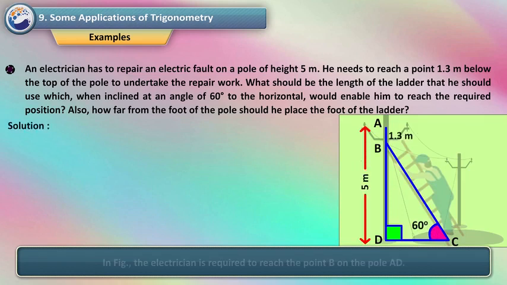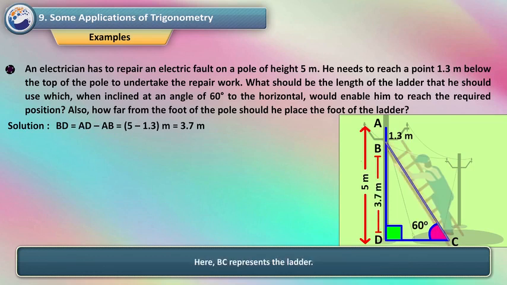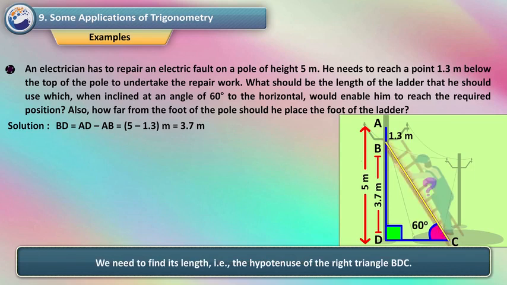Solution. In the figure, the electrician is required to reach the point B on the pole AD. So, BD equals AD minus AB equals 5 minus 1.3 meters equals 3.7 meters. Here, BC represents the ladder. We need to find its length. That is the hypotenuse of the right triangle BDC.